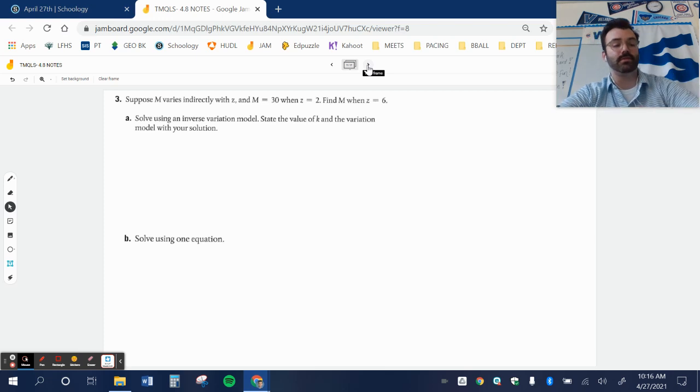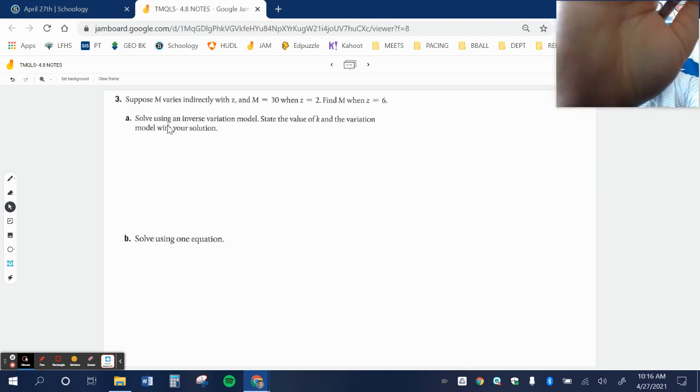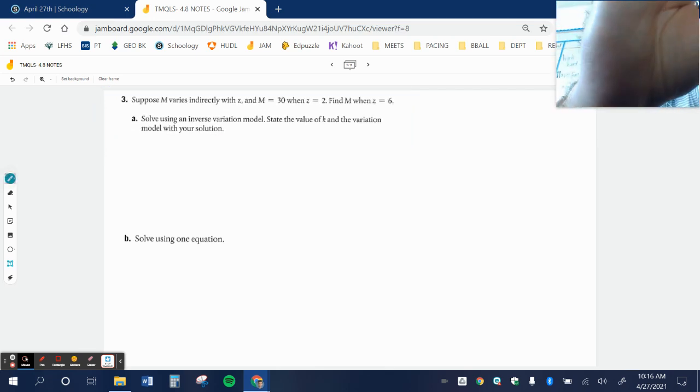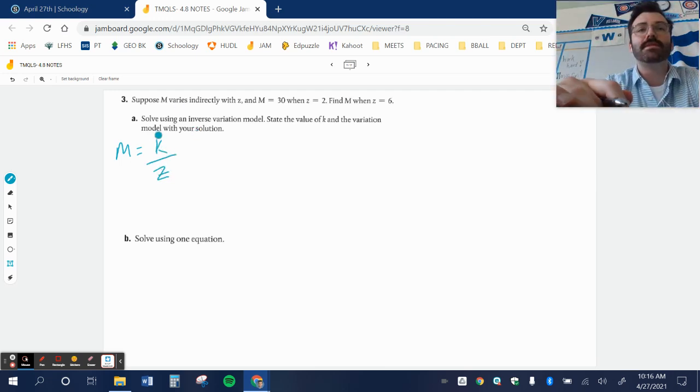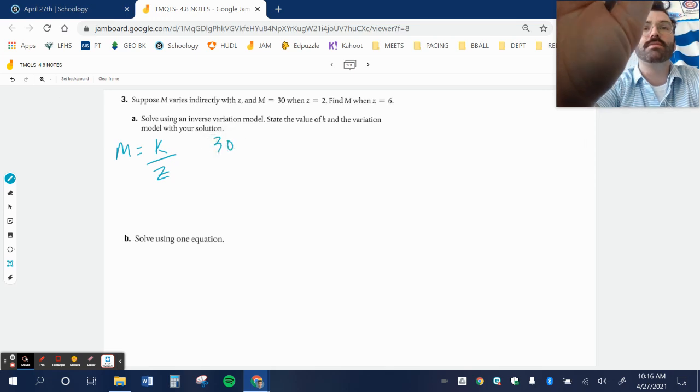All right, for sure. So let's look at number 3. Suppose m varies indirectly with z, and m is 30 when z is 2. Find m when z equals 6. Solve using an inverse variation model. State the value of k and write the variation model as your solution. So m varies indirectly with z. That tells me that m equals k over z. When m is 30, z is 2. So 30 equals k over 2, multiplied by 2 on both sides, 60 is my k value.